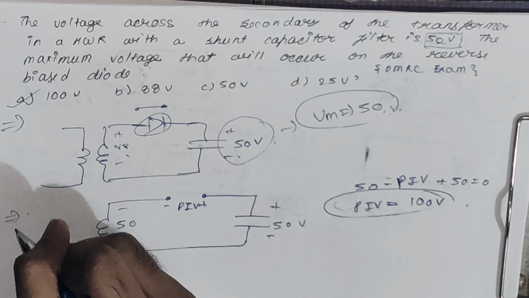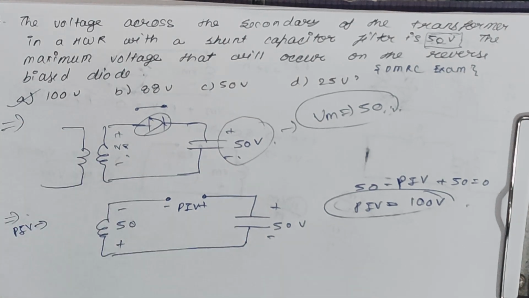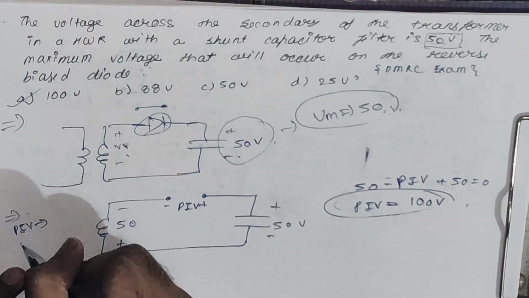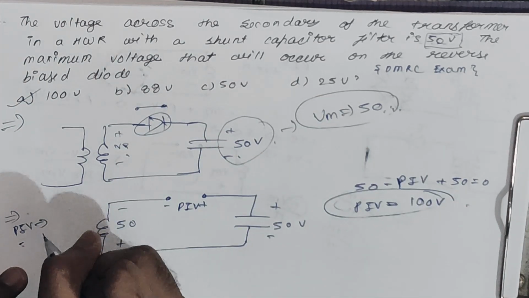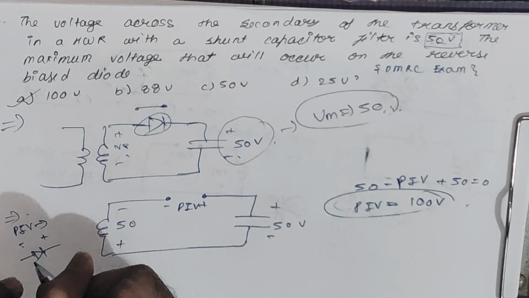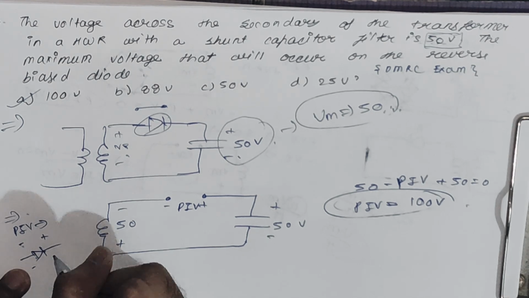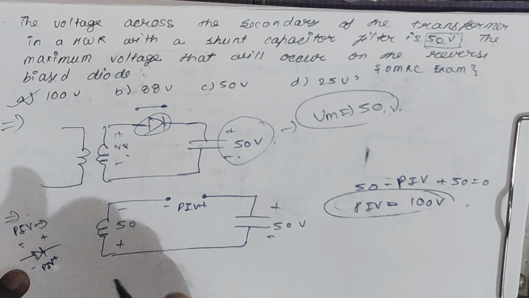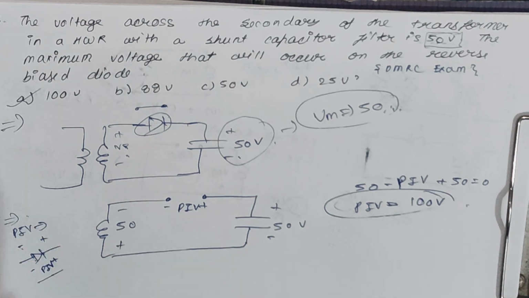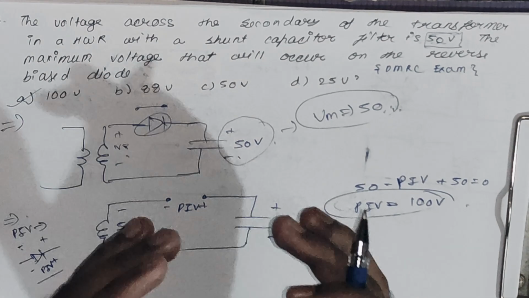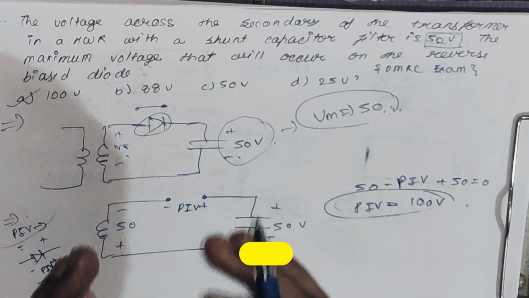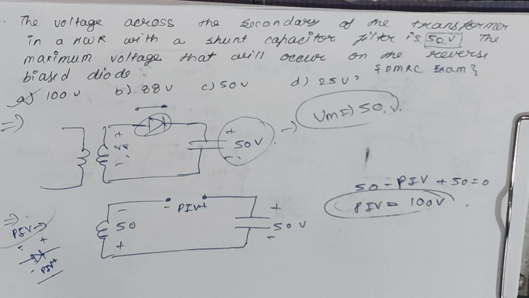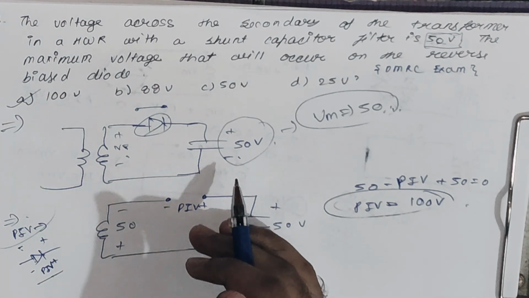Okay, so if we conclude, for calculating PIV we have to consider the half cycle for which the diode will be reverse biased. We have to note the polarity of the voltage across the diode. If the anode is here, then here it will be minus plus, and we will calculate the PIV. Then you simply apply KVL to get your PIV. The motive of this video was to remove the fear of PIV. Hope you understand this strategy of calculating PIV and DC voltage of a half wave rectifier.